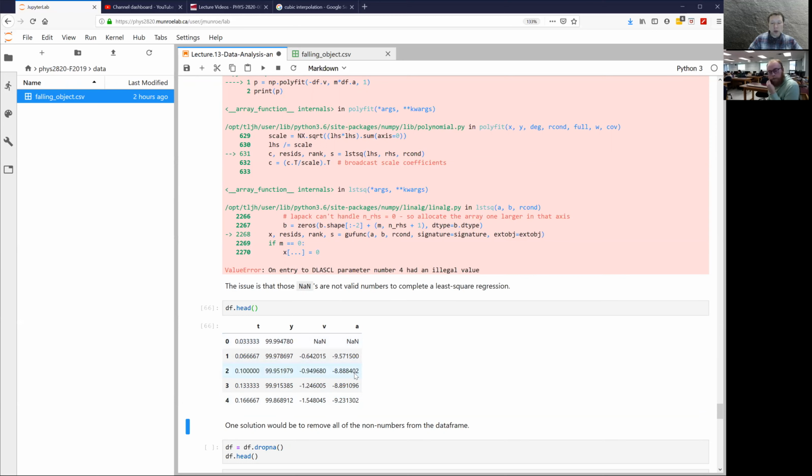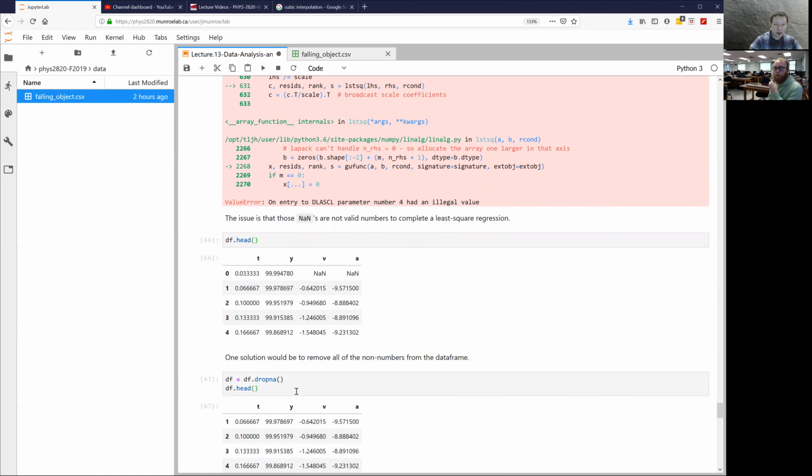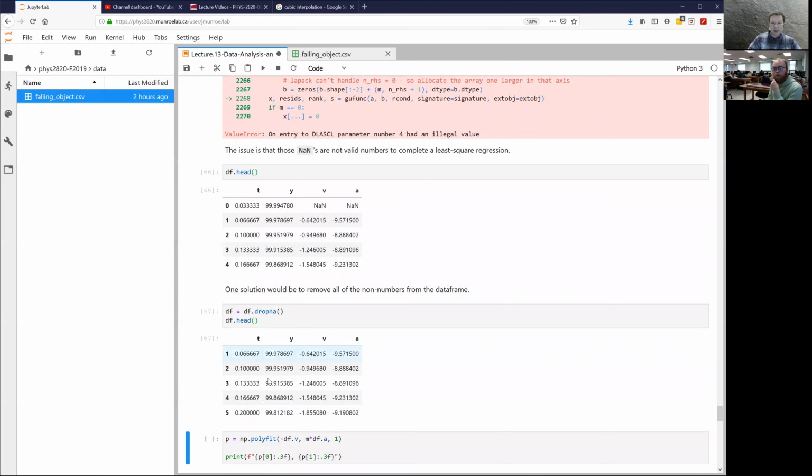One solution is to take any of the rows in a data frame that have not a numbers and just drop them. So this is pretty common in pandas. There is a function called dropna. Basically drop anything that's not a number. It removes all of the rows in a pandas data frame that contain not a numbers. And you can see that now the head, or the first few rows, does not contain that data at all. Basically, we erased this and pretend it didn't exist.